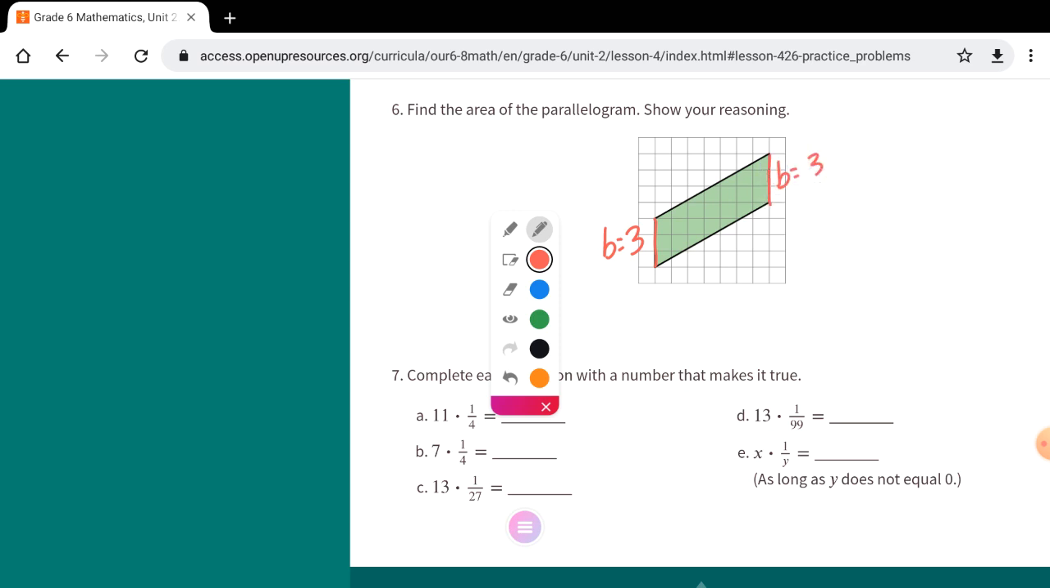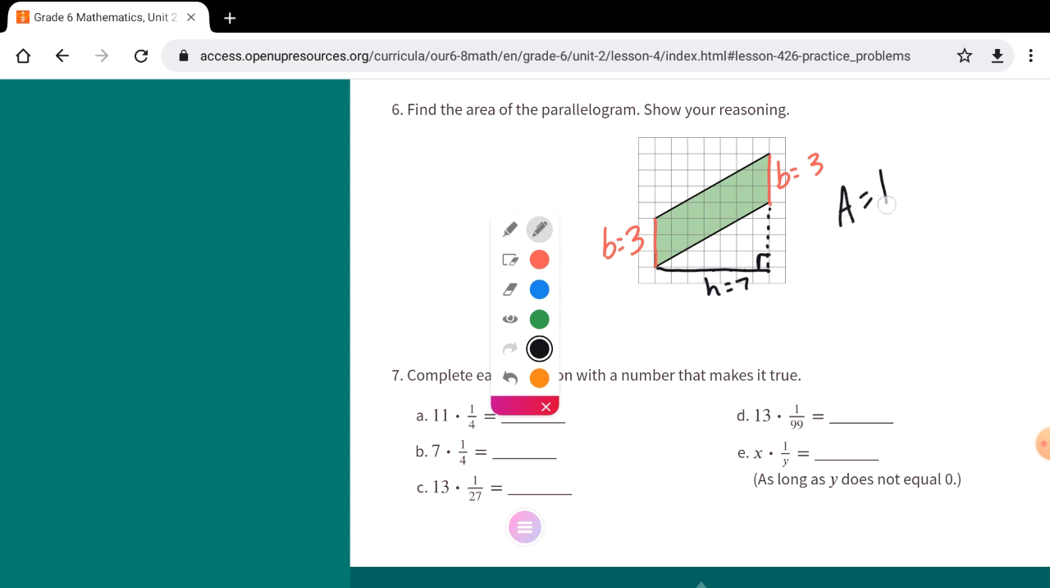How could I find the height if those are my bases? Remember, height is the distance between my bases. Lily? You can go from one of the bases and go straight across. Yeah, I could go from here all the way, and I have to kind of connect it down there. But I have to count that distance. 1, 2, 3, 4, 5, 6, 7. So my height is 7.